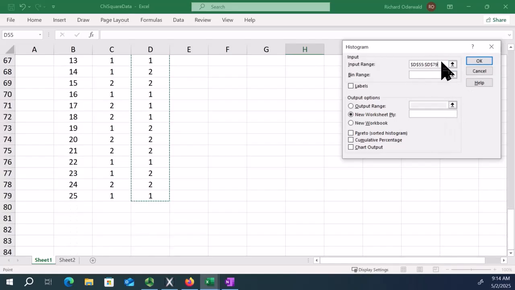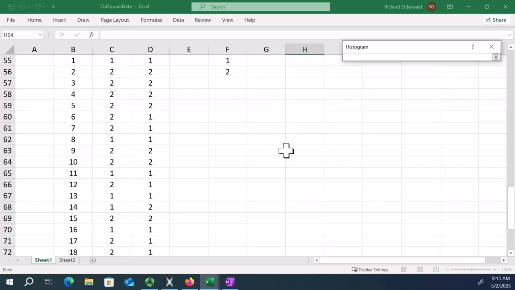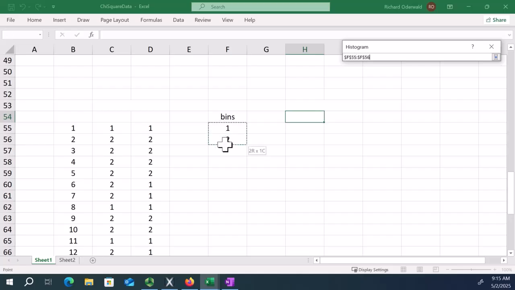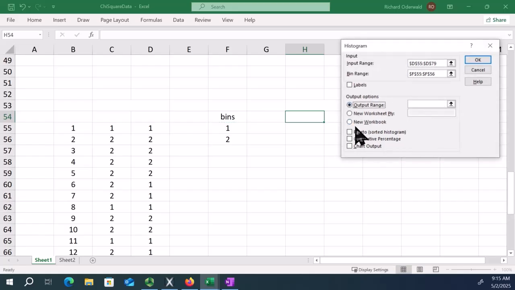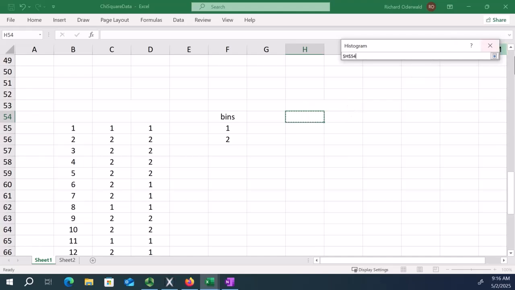Whoop, I just changed something. Nope, got it. The bin range is here, the 1 and 2. And here's where you have more freedom to move things. You can put in a separate output range. It doesn't have to be near our bins at all. But we need an output range. I'm just going to put it somewhere.